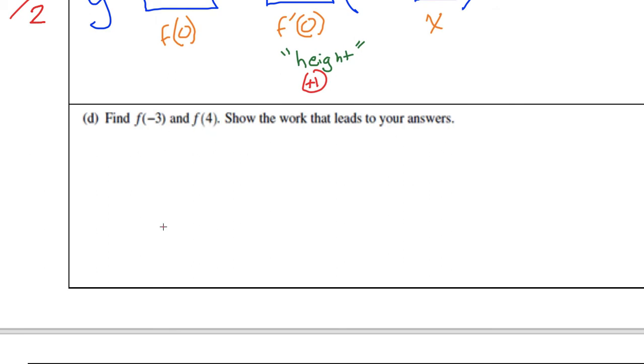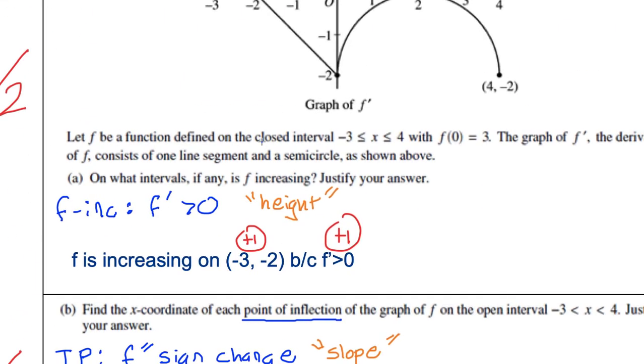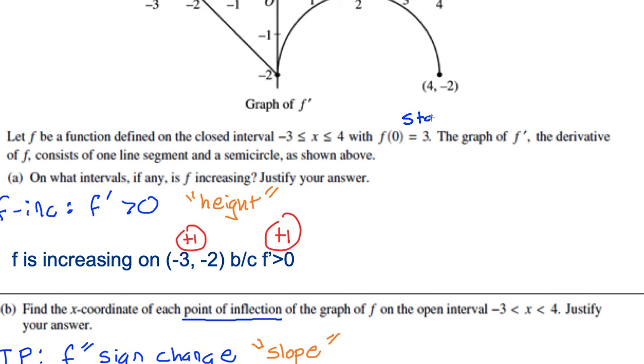Okay, this is where we need to use an integral. So, let's do f of -3 first. How do I find that? Well, it's the start plus change equals the end type of thing. What is our start? Does it tell us? Hey, there it is. Our start time or x coordinate is 0, and the start amount is 3.